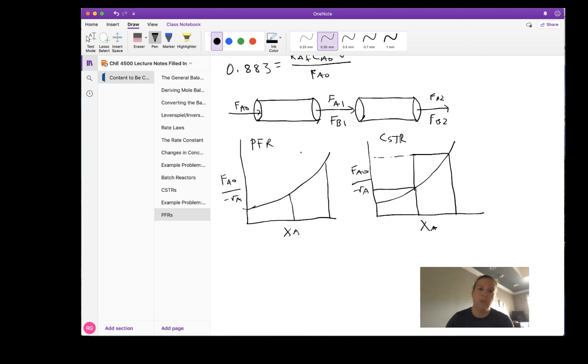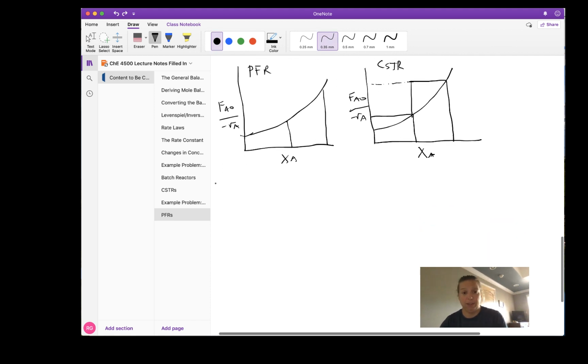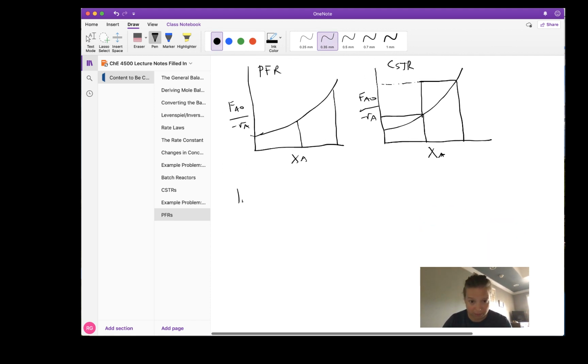So this is useful. I just solved this problem for one PFR, and now I basically have to go back and say, what if that volume of the PFR was double? What conversion would I get? That is somewhat simple. I've already done all the balances. Basically, if I double my volume, and these quantities all stay the same, then what I'm doing is doubling this value. So I'm going to write that down. In this case, I'll have 1.766, and then this is going to be equal to my mole balance term.